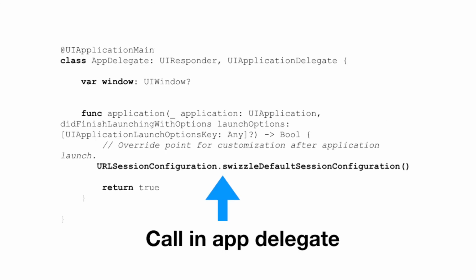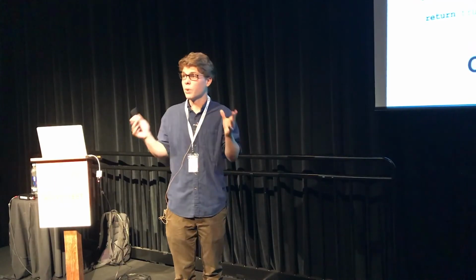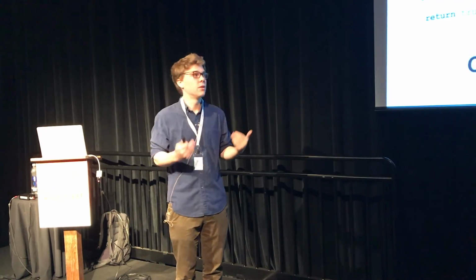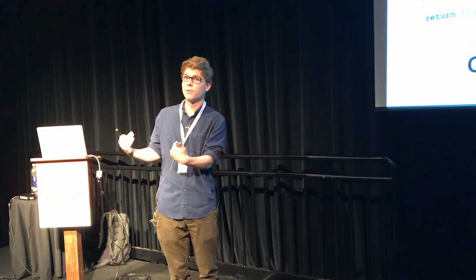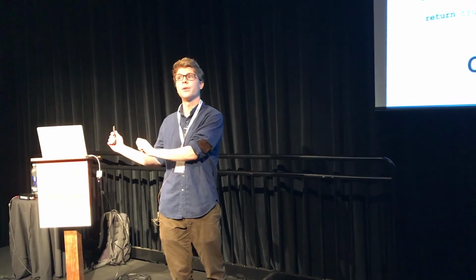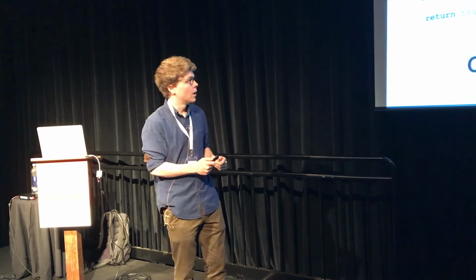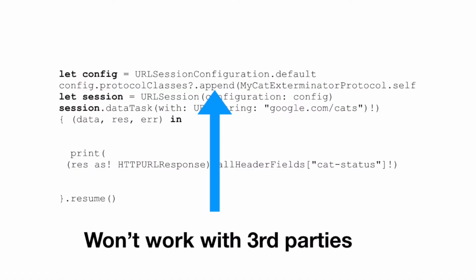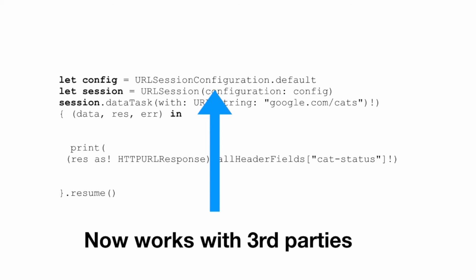And then we can call, in our app delegate or wherever, the actual swizzling of it all, so that when anybody in the application calls URLSessionConfiguration.default, they will get a default session configuration with our protocol appended to it, right? And yeah, now it works with third parties, right? So we can just remove that and config. It has our protocol added right into it because we did the swizzling, so it's all there, right?